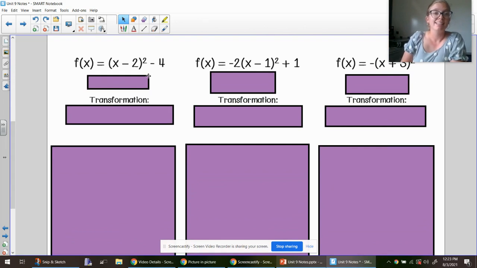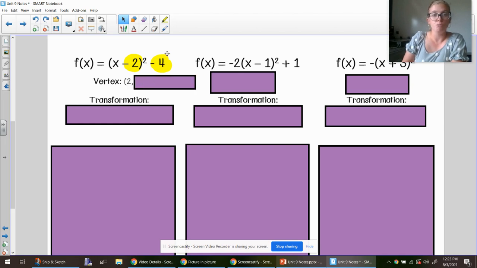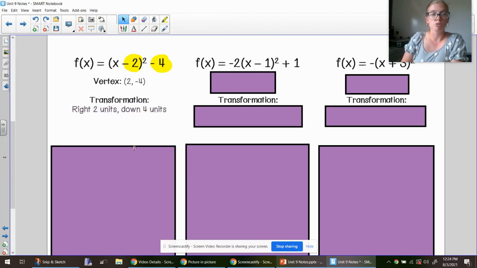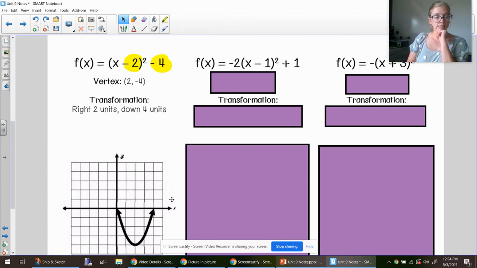So here I got x minus 2 squared minus 4. The vertex is h and k, so 2 and 4. We have to change the sign of the x value, so positive 2. We don't change the sign of the y value, so negative 4. There is no a value here to change our transformation. So our transformation is going to be right 2 units, down 4 units. And this is what it looks like. We're taking that parent function and we're shifting it right 2 units and down 4. And here it is.